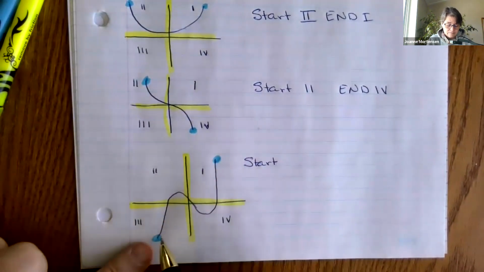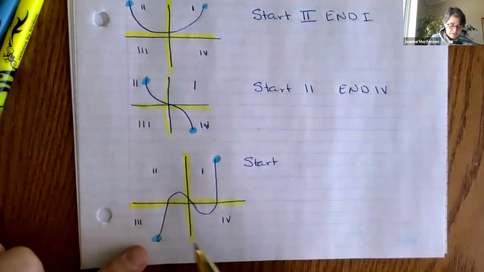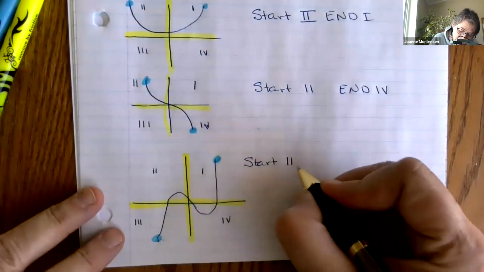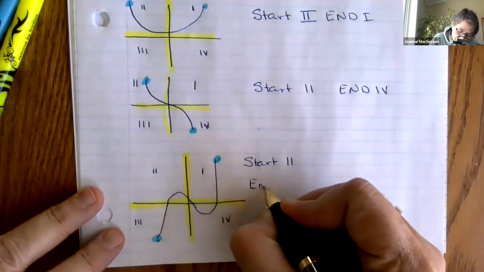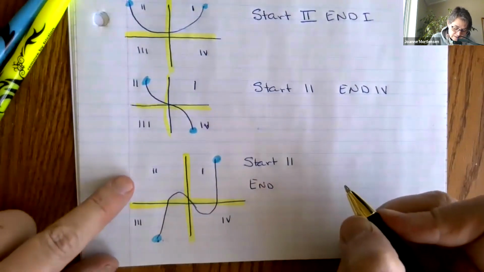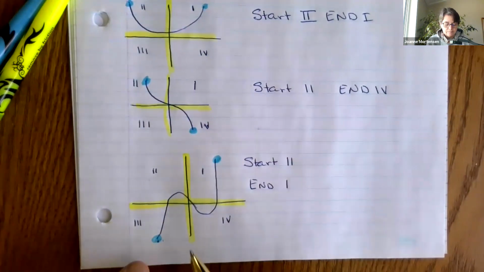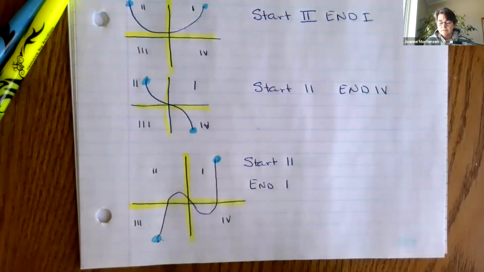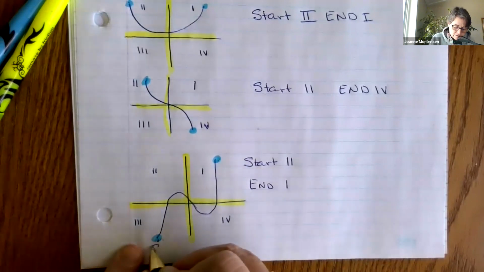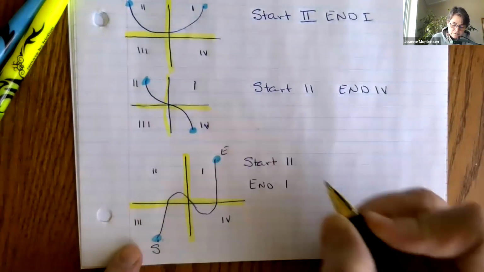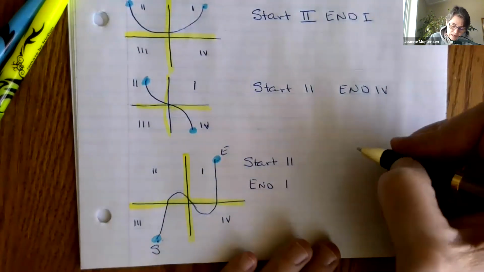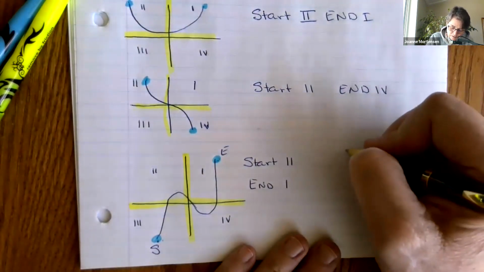Okay, so this is my start. It's 2 or 3. So this starts in 3. And it ends in 1. So just look at the 2 end points. So you got your start and your end, and you'll be fine. So the last option, just so I have it all on this page.